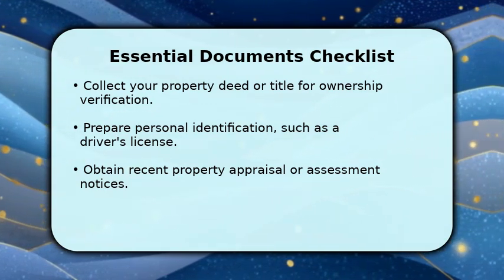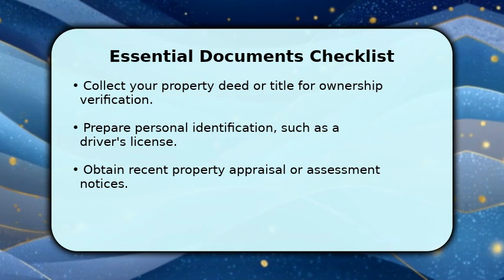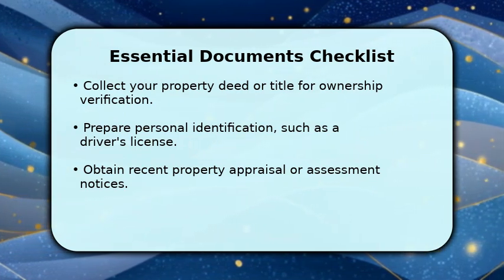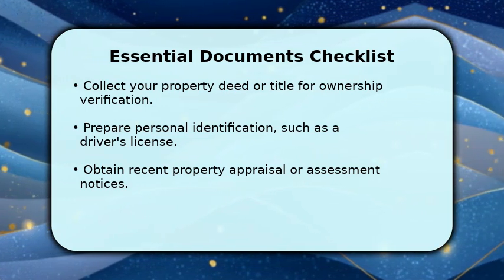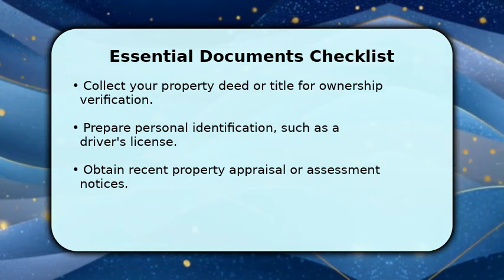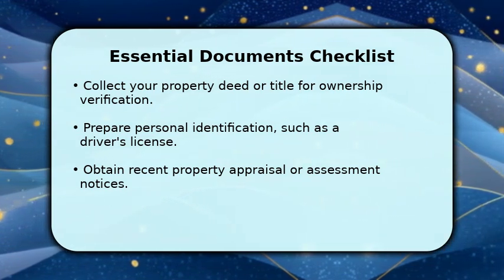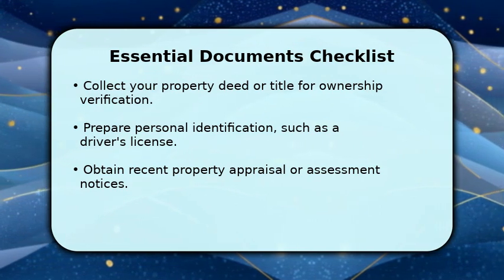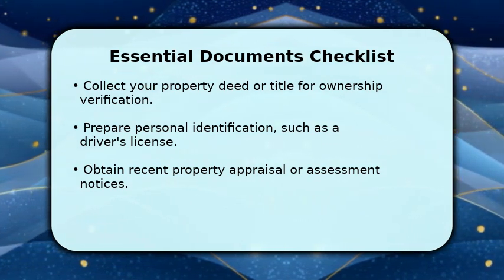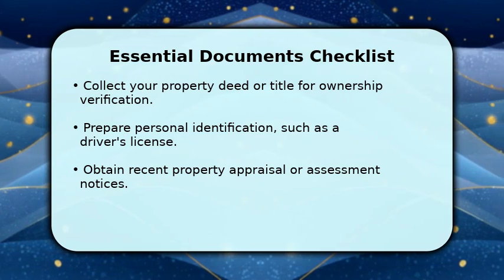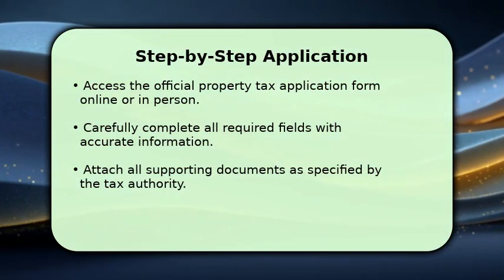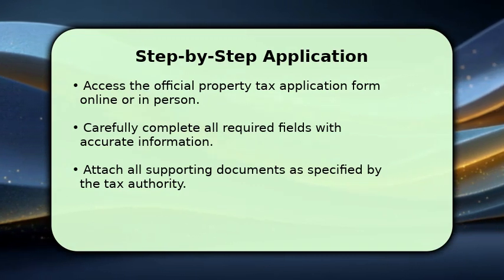You'll need your property deed to prove ownership, along with a valid form of personal identification. Don't forget to include any recent property appraisal or assessment notices you've received. If you qualify for any exemptions, like a homestead exemption, make sure those forms are also prepared and ready to submit. Once your documents are organized, it's time to tackle the application itself.